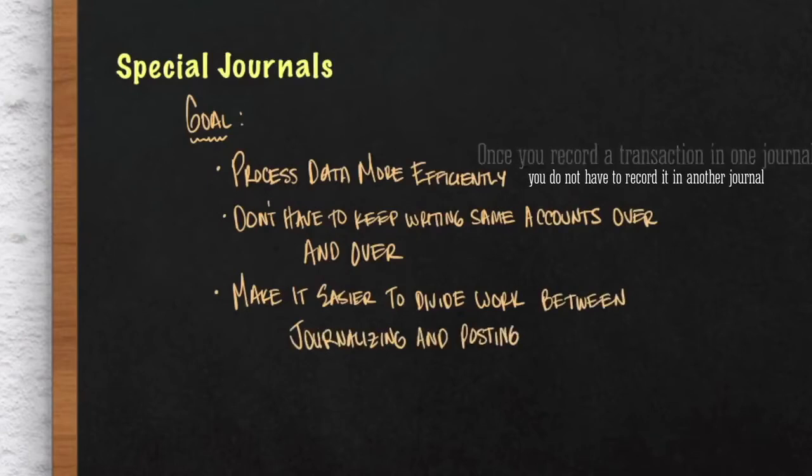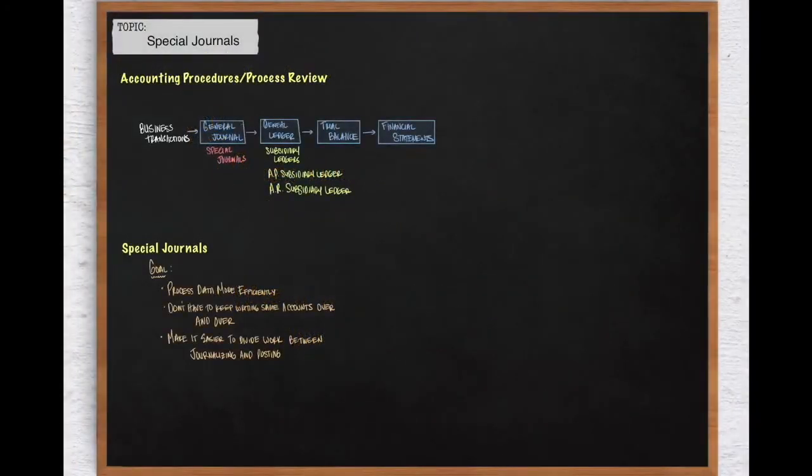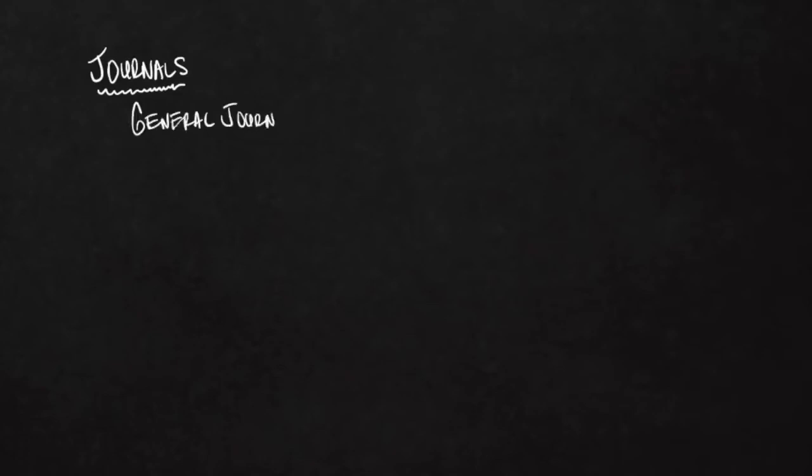Let's get an overview of the journals. The first one that we're familiar with is the general journal. In the general journal, we're only going to record adjustments and closing entries. So again, in the general journal, we're only going to record adjustments and closing entries from now on, even though in the previous chapters we've been recording everything in the general journal.